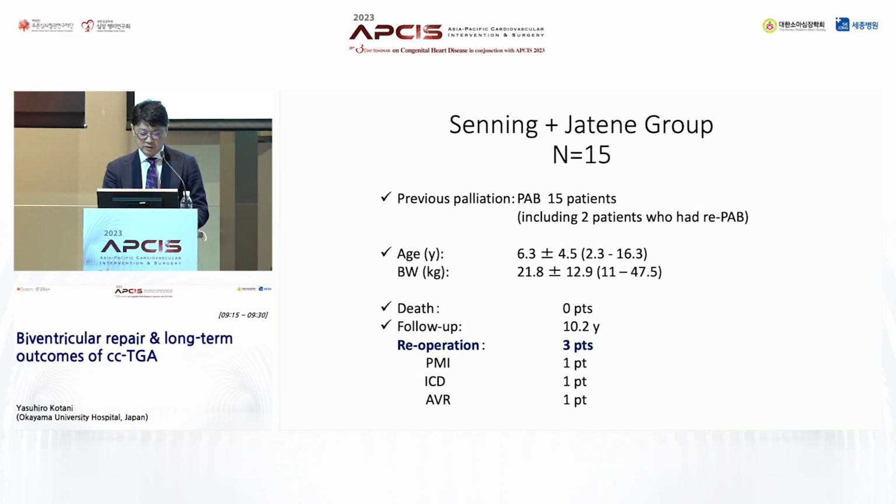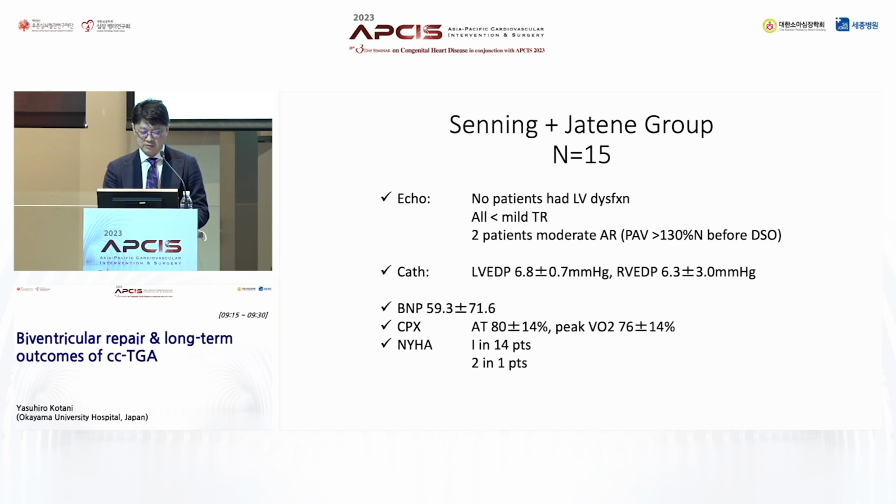So this is the outcome in each group. For patients having a Senning and Jatene type operation, mean age at surgery was 6 years. No patient died. Follow-up was 10 years, and reoperation was needed in 3 patients. 1 was for the AVR. Functional outcome was excellent, with no one having LV dysfunction. 2 patients had a moderate AR, and these are the ones who had a large pulmonary valve before the double switch operation. They are in a good status with a good NYHA class with a reasonable exercise tolerance.